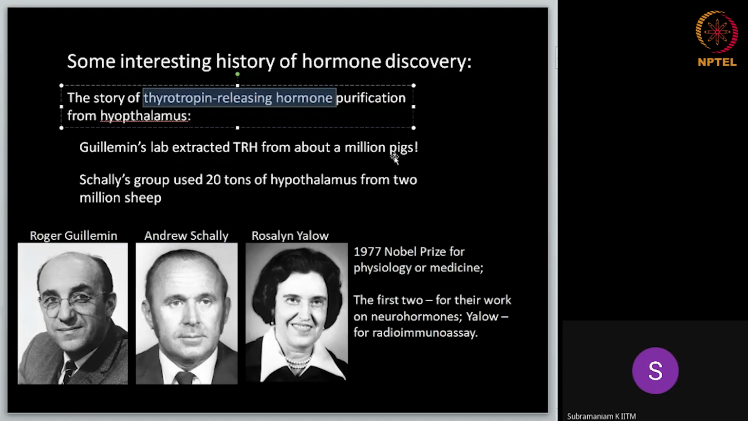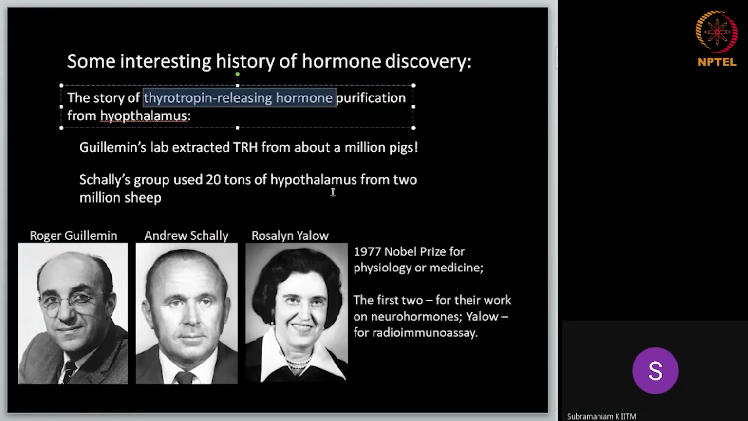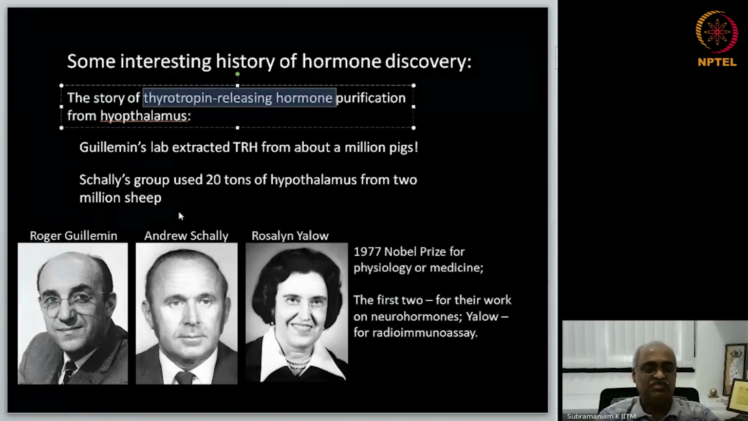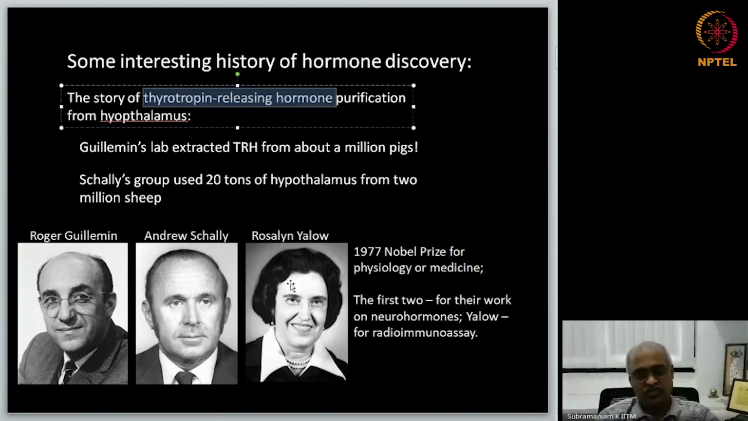That's the kind of labor that was involved in getting this. And Andrew Schally's group got it from 20 tons of hypothalamus from 2 million sheep. These two groups independently purified the same hormone, and they both were awarded the Nobel Prize in 1977 for purifying and characterizing TRH, along with Rosalyn Yalow, who developed an important assay for detecting hormones called radioimmunoassay.